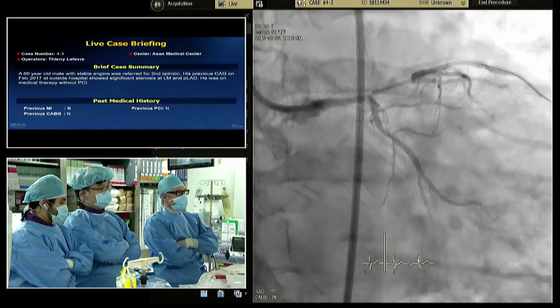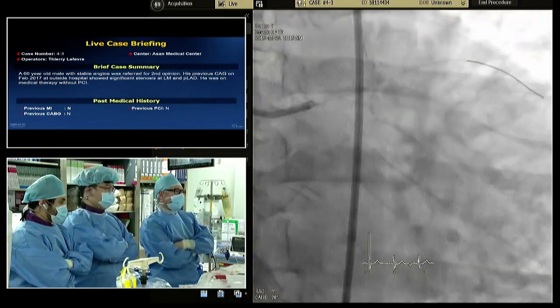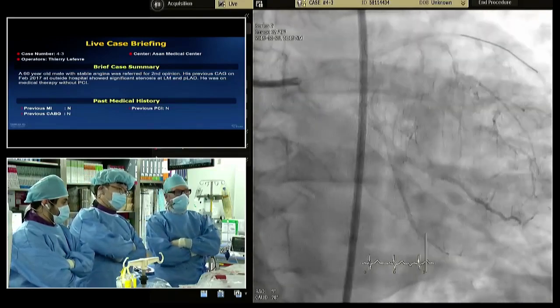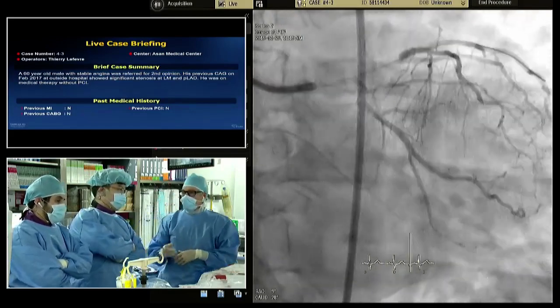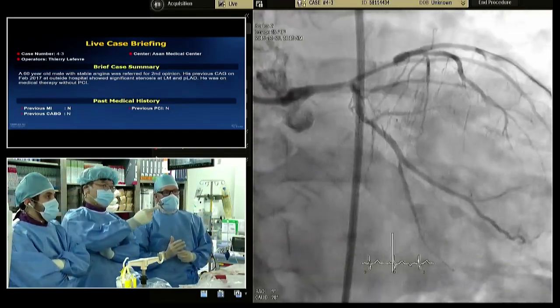So for the left main, it's a 1-1-0 bifurcation lesion, and for the LAD, it's a 1-0-0 trifurcation. We have done IVUS, so we can show the IVUS. Maybe it will help the panel to select the optimal strategy.